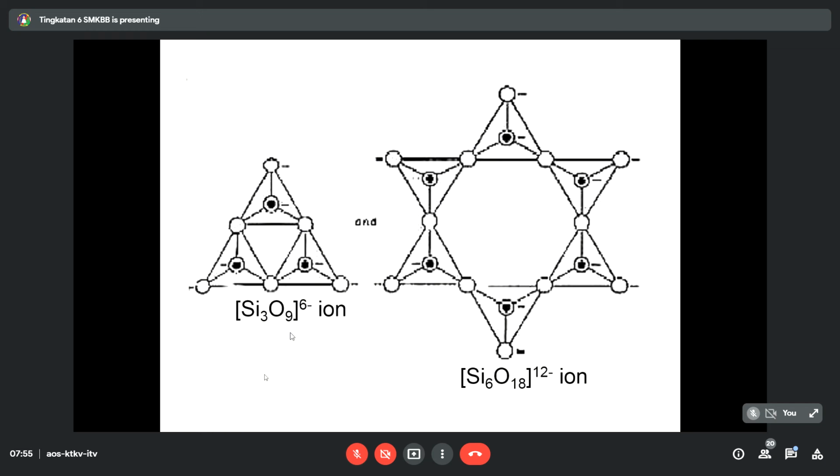Okay, so Si3O9. Because by right, if 3 Si, there should be 12 oxygen, no? Because SiO4. So this one is sharing 3 oxygen. If they do not form a ring, of course they share 2 oxygen. Now imagine if they are just a straight line, that means 1, 2. They share 2 oxygen, no? But if you want them to form a ring, they are going to share 3 oxygen. 1, 2, 3. So it's Si3O9, okay?